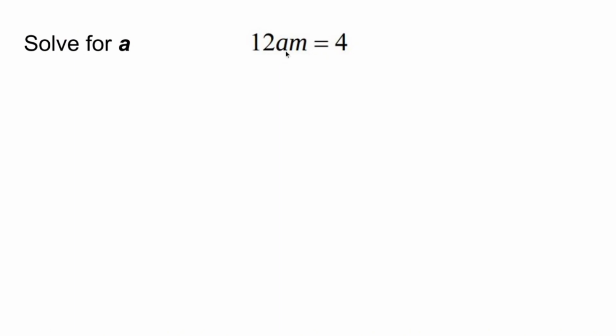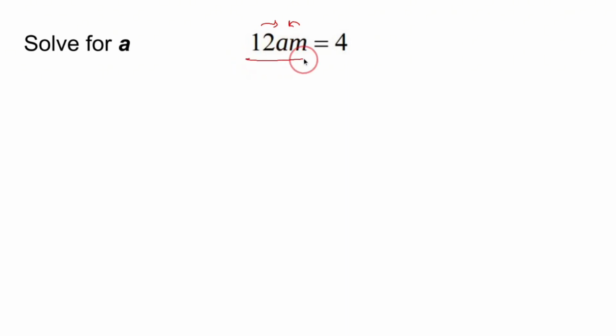This is called a literal equation. And with a literal equation, you're going to have several variables floating around, and your job is to solve for one of them. But don't worry, the same exact rules apply. My job is to solve for A. I need to get A all by itself. So let's take a look at what surrounds A. I have 12 being multiplied to A, and I have M being multiplied to A.